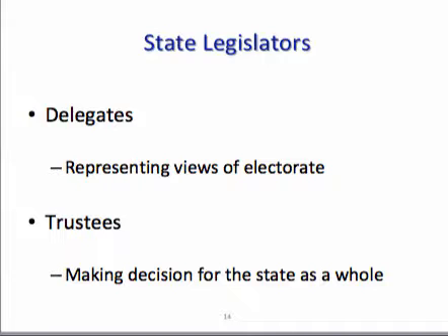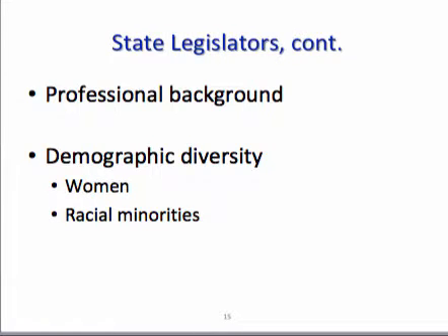Now, of course, in reality, these are abstractions, right? So people usually don't fall into one category entirely. Usually there's some blurring of the lines, and legislators are a little bit of delegate and a little bit of trustee. But conceptually, these are two different ways of looking at the job.